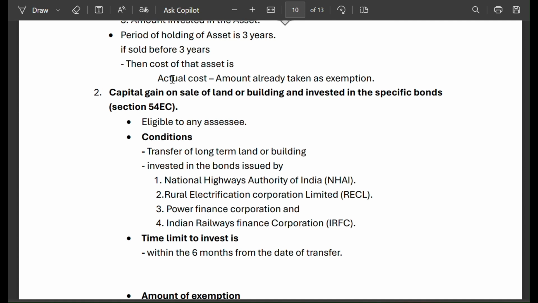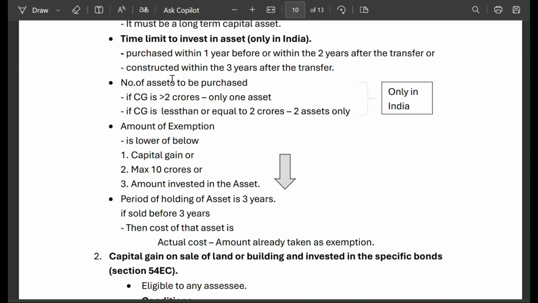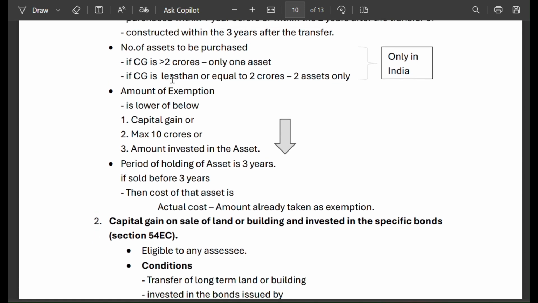So if any relative in your family is selling an asset, advise them to purchase a new asset or transfer the amount to a capital gain account scheme. We will discuss what the capital gain account scheme is later.